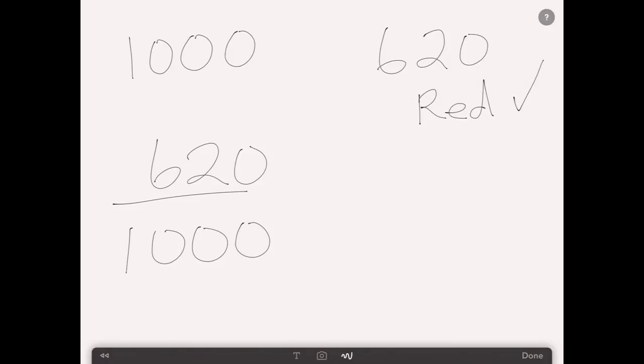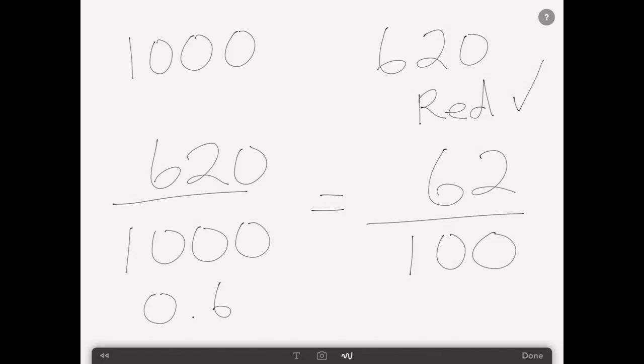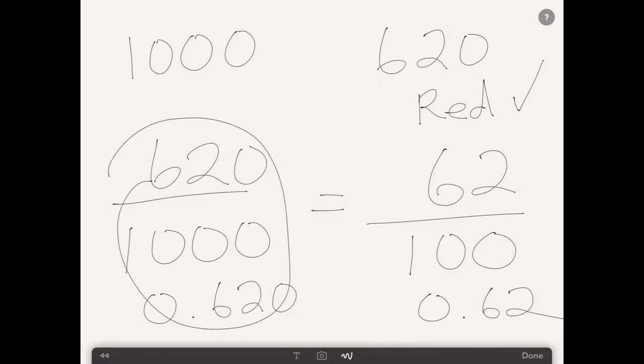I could also write another fraction with a denominator of 100, and that would just be 62 of them. Now, how could you also write a decimal for those? Well, just say the fraction, 620 thousandths. Well, that would be 0.620 or 620 thousandths. And for this, you're going into the hundredths, so 0.62. So all of these are equivalent, and these are equivalent as well.